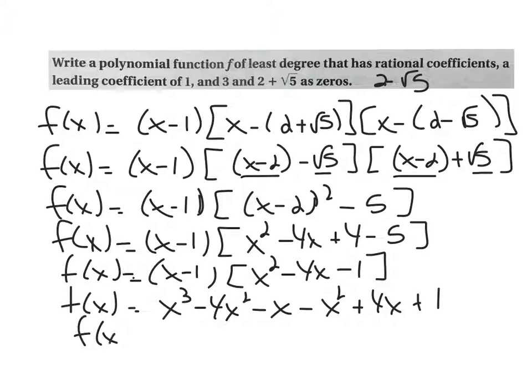And then the last step is to combine anything you can. So what I see is I have a -4x squared and a -1x squared. That's -5x squared. I have a -x and a +4x. That's +3x. And a +1.